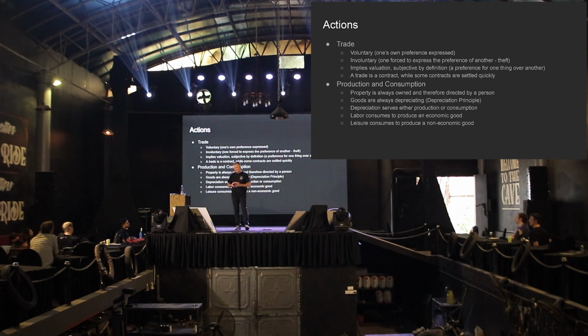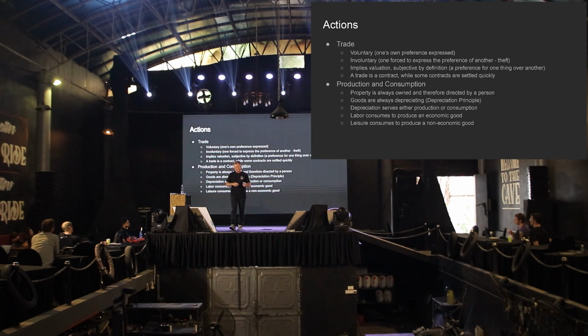Contract is settled. That's what settled means, no longer in effect. So, okay, let's trade production and consumption. So property, I've already covered much of this in the last slide, and I'm almost out of time. So property is always owned and therefore directed by a person. That's what ownership means. Goods are always depreciated.